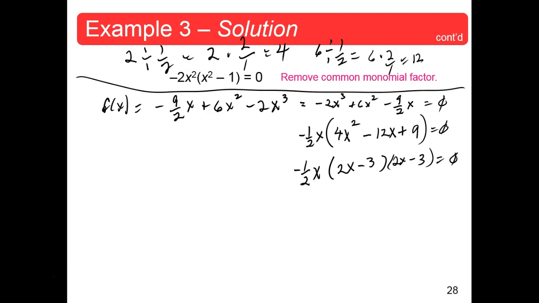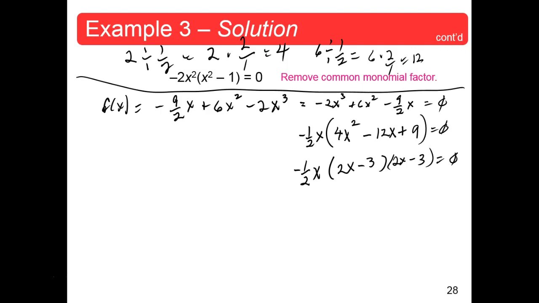Hey, that's a perfect square trinomial, isn't it? The first term's a perfect square, the last term's a perfect square, and the middle term is twice the product of their square roots. The product of 2x and minus 3 would be minus 6x, double that, you get minus 12x. Perfect square trinomial. So it's the square of a binomial: x minus 2x minus 3 times 2x minus 3.